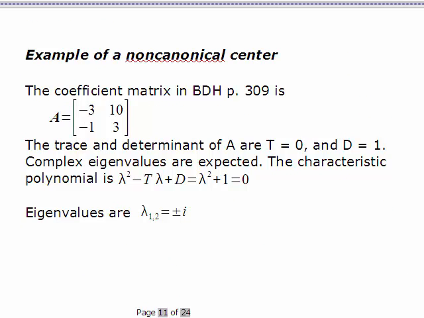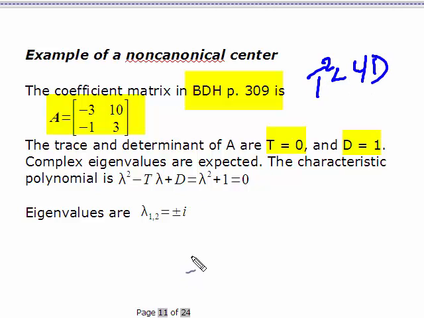So now for the rest of this lecture, I'd like to do two non-canonical examples. The first one will be a non-canonical center, and I'll use the coefficient matrix from the textbook on page 309, and here is that coefficient matrix. And the trace is 0. Okay, the determinant is 1. Obviously, T squared is less than 4D, so we expect that we will have complex eigenvalues.